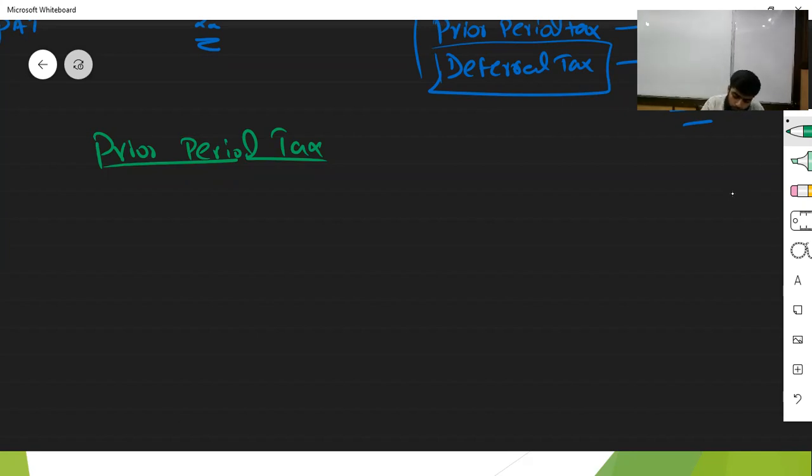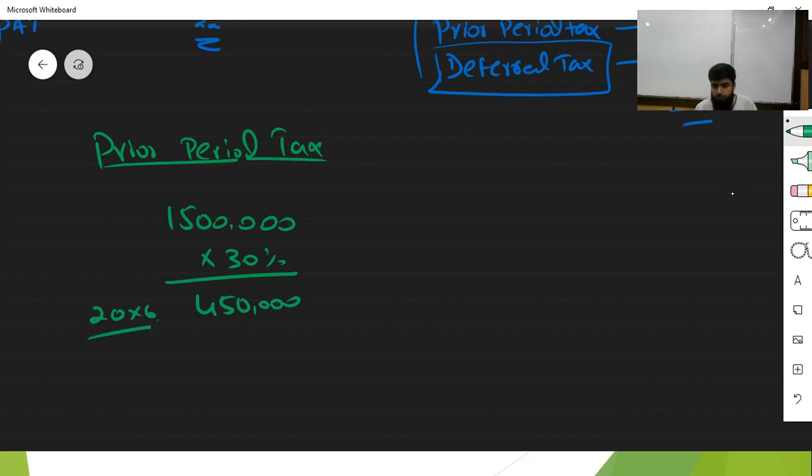Say my profit for the year is 15 lakh, based on my assessment and judgment, and I applied the tax rate of 30%. I had an estimated profit of 15 lakh and applied the rate of 30%, and I calculated the tax as 4,50,000, let's say in the year 20x6. And I paid that amount to the authorities, based on my own assessment and calculation. Later on, the tax department will review your assessment.